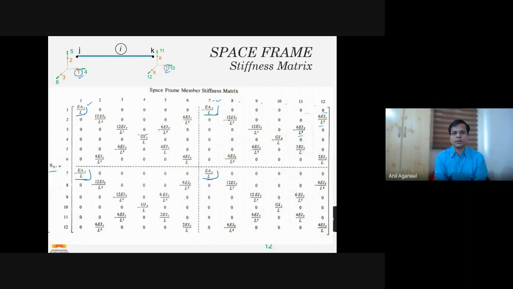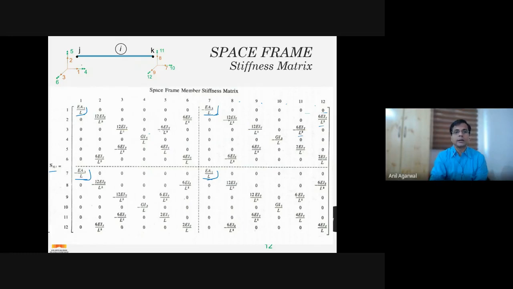Similarly, if you look at the torsional behavior, you apply a unit deformation at 4, you will only get a moment requirement at 4, and you will get some moment requirement at 10. And there is no other non-zero term along this whole row. Likewise here, all are 0 except 4 and 10. This is 10. Right? Which again means that the torsional behavior is completely uncoupled from all other degrees of freedom. Torsion is purely taken care of by torsion only.